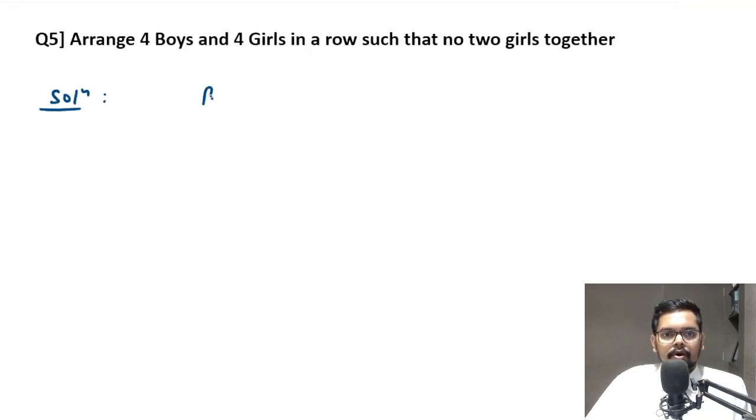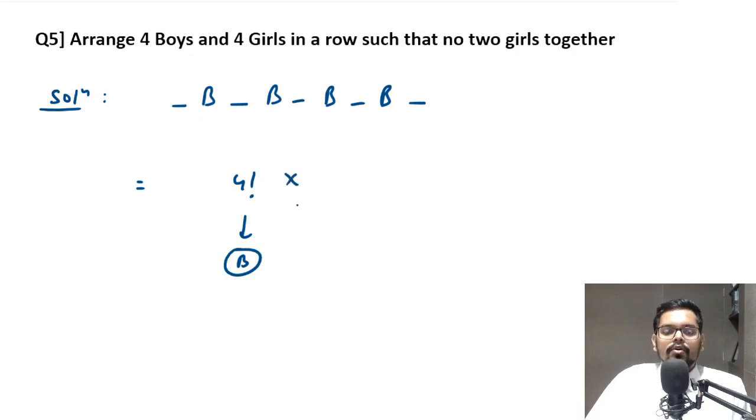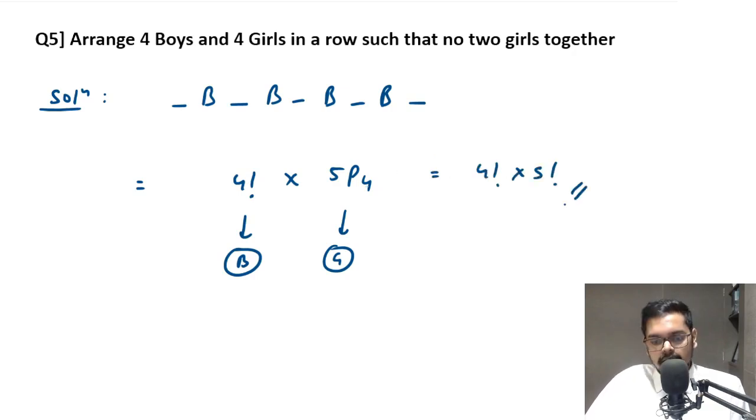Okay, so boys should be seated first, a blank before, after, then B dash, B dash, B dash, right? 4 boys. So in this way, if I make them sit, then no 2 girls can come together, right? So I can say here that boys sitting would be 4 factorial. Okay, so this is for boys. And for the girls, we have 1, 2, 3, 4, 5 vacancies, but only 4 girls. 5 vacancies, 4 girls, so 5P4. In this way, the girls would be seated. What is 5P4? 5 factorial by (5 minus 4) factorial, which is nothing but 5 factorial only. So 4 factorial into 5 factorial is my answer.